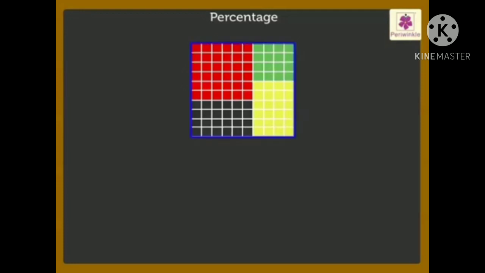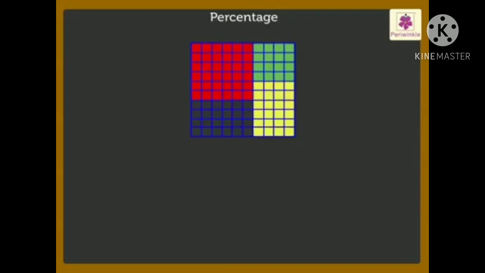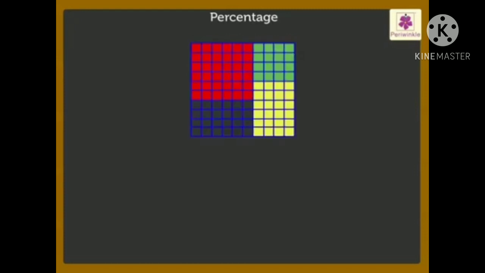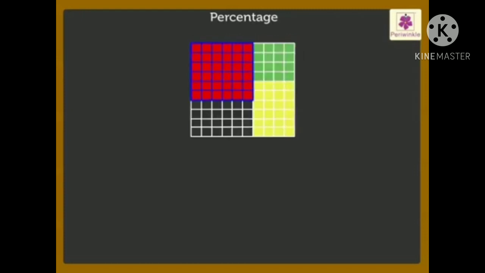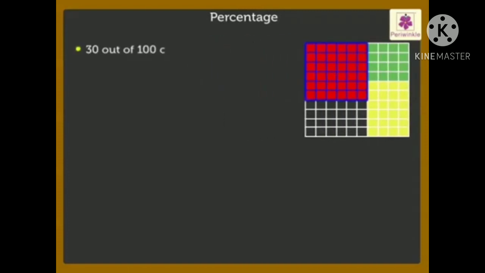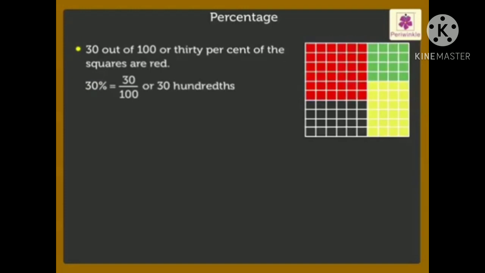The square is divided into 100 small squares of equal dimension. Out of these 100 squares, 30 squares are red. We can say that 30 out of 100 or 30% of the squares are red. 30% is written symbolically as the number 30 followed by the percent symbol. 30% means 30 upon 100 or 30 hundredths.